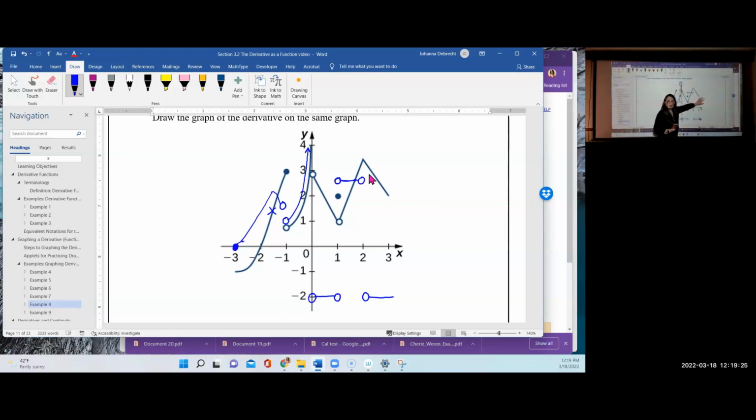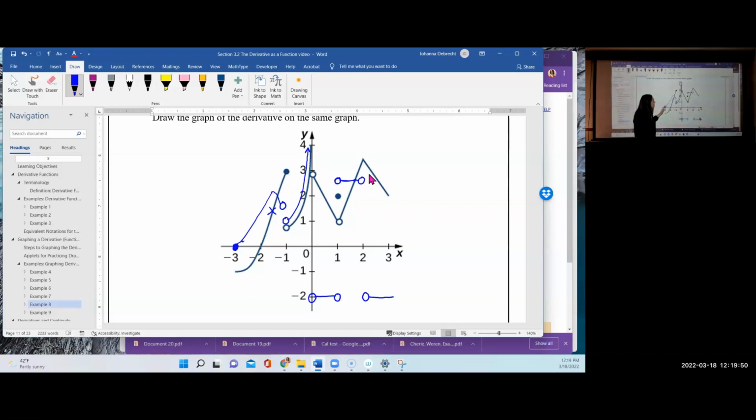There's no arrows, so we don't know if the graph continues or just stops. Is this exactly what the graph of the derivative looks like? Probably not. Is it close to the graph of the derivative? Yes. Does it have the basic shape of the graph of the derivative? Yes. Does it tell us something about the derivative? It tells us a lot.